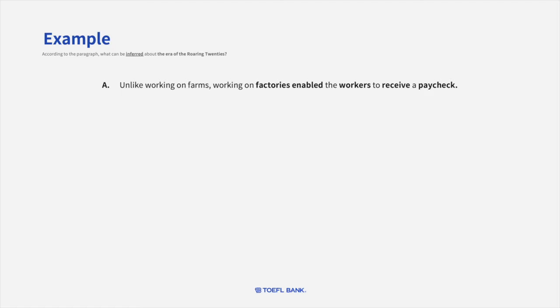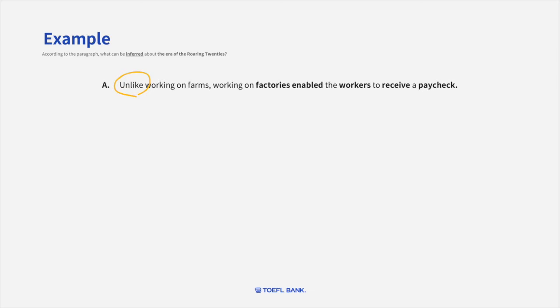Let's start with A. Unlike working on farms, working on factories enabled the workers to receive a paycheck. You can tell that the word unlike was used, which means there's a possibility that the negative word is expressed differently in the passage. Now let's look at the keywords of A. The keywords are factories enabled, workers, receive, paycheck.